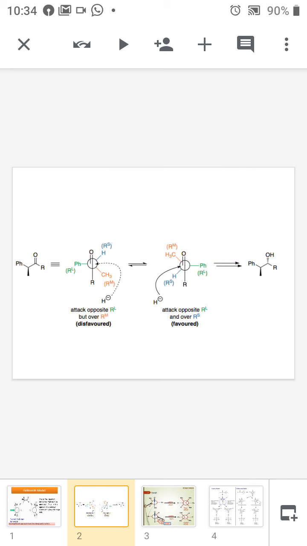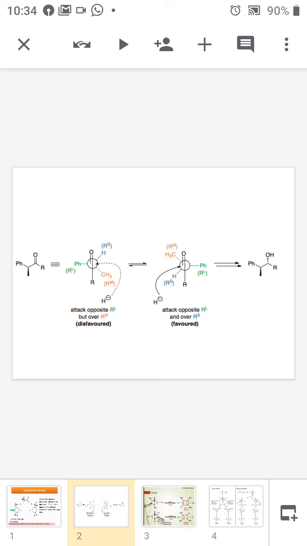In the first case I have written disfavored configuration. This is mainly disfavored because the methyl group, the medium group, and the R group which is directly connected to the carbonyl group are very near to each other. So there is a possibility of steric hindrance here, and the nucleophile attacks at 107 degrees to the carbonyl group, and this is the direction. So due to the steric hindrance this is not a favorable Newman projection.